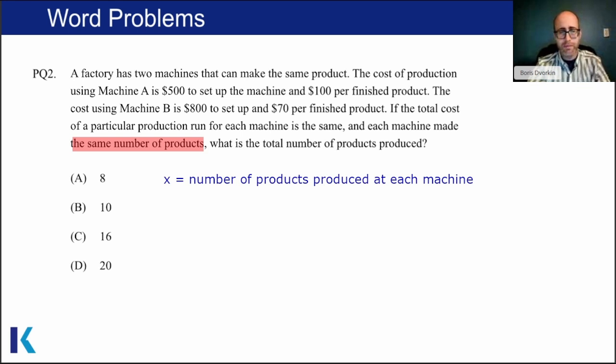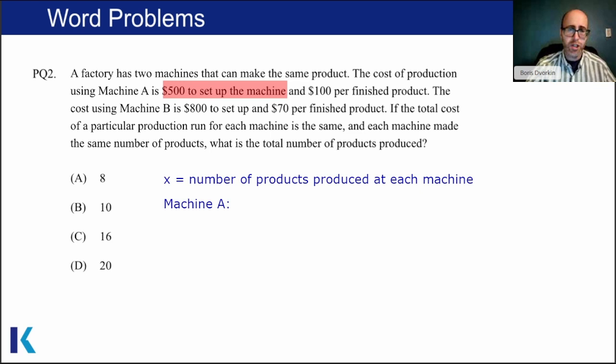For machine A, how do I translate this phrase that $500 sets it up? Got a $500 fee to set up the machine. Well, that kind of suggests 500 plus something. Like, you could set up the machine and make a zillion products. You can make the machine leave and go play video games and do nothing. You're still out the 500 bucks no matter what. So that's the first translation.